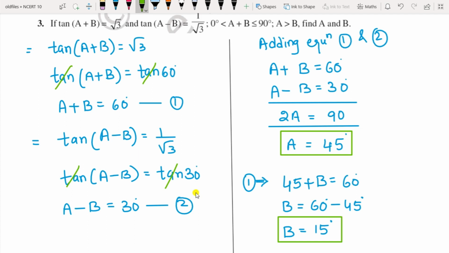Now adding equation 1 and 2, you will get the values of the variables a and b. So a plus b equal to 60 and a minus b equal to 30. You will cancel b here. So 2a equal to 90, so a is 45. Now substitute the value of a, 45, in either equation 1 or 2. I am considering 1 here. So in place of a, I am writing 45 plus b equal to 60. So the value of b becomes 15. So these are the values of a and b.